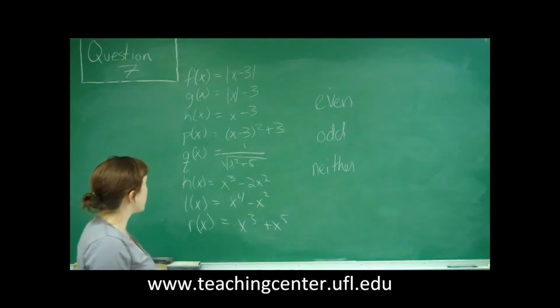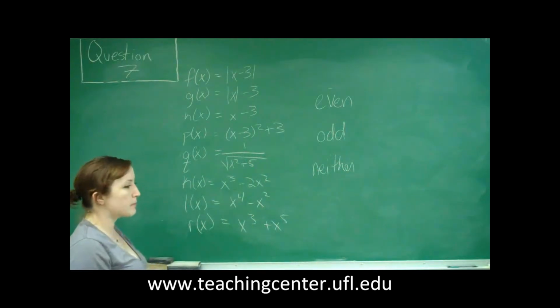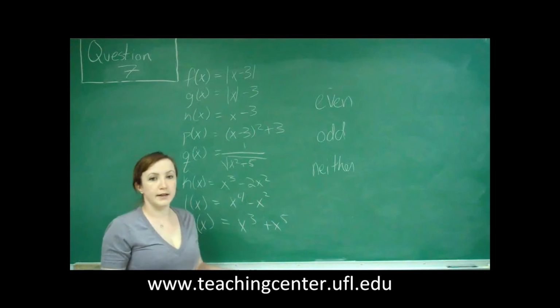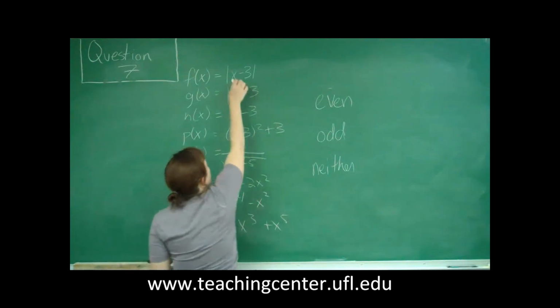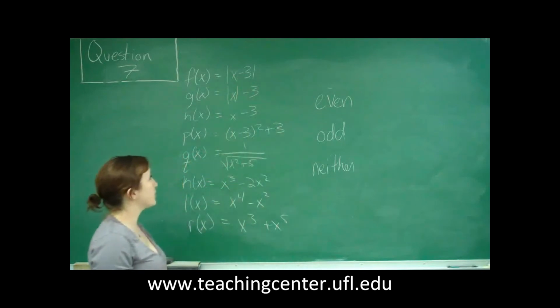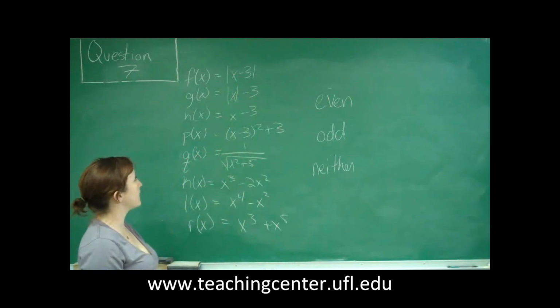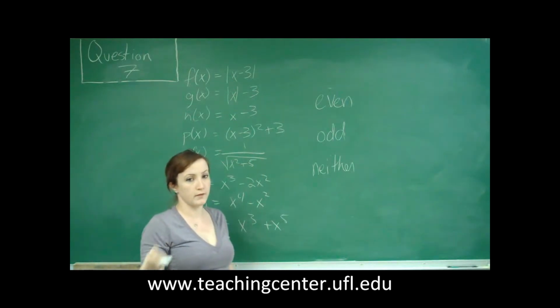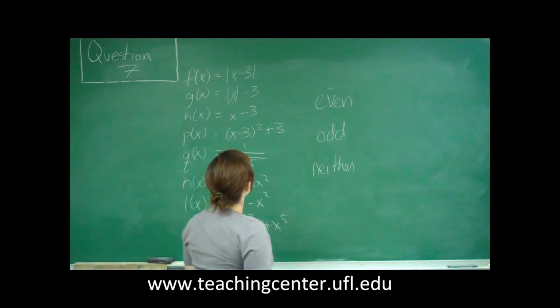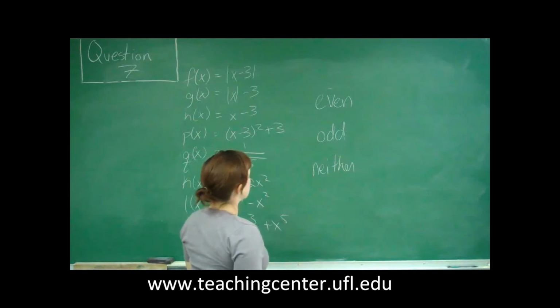So, our even functions, remember, are when we can plug in a negative x and get the exact same equation. So if I plug in a negative x here, is my equation going to be the same? Well, no, it's not, because I'll have the absolute value of negative x minus 3, which is different than the absolute value of x minus 3. So f of x is not even.